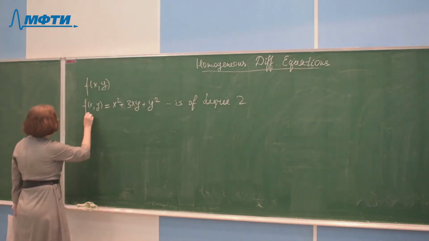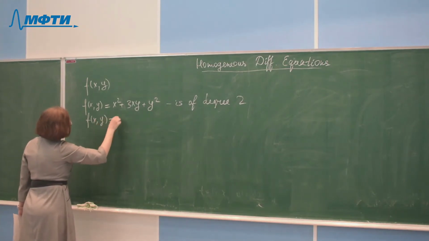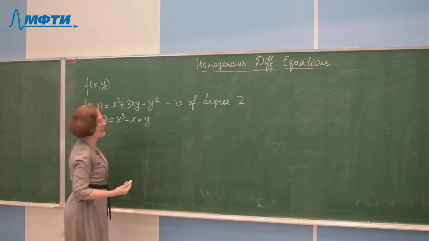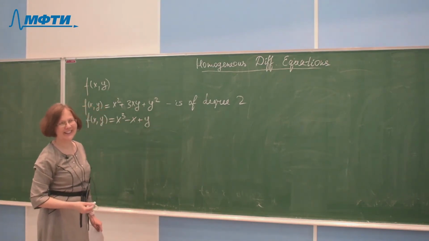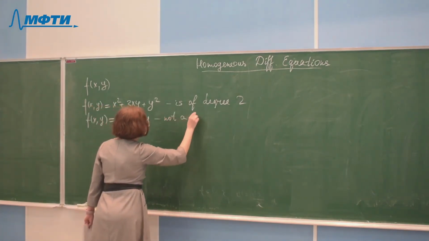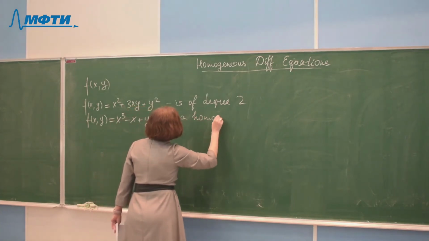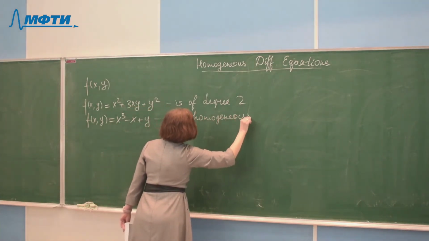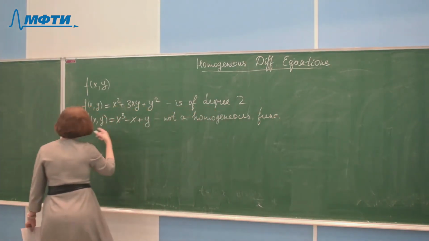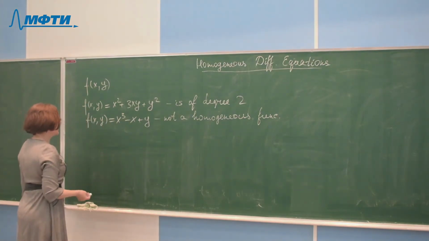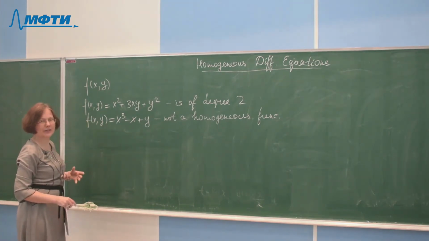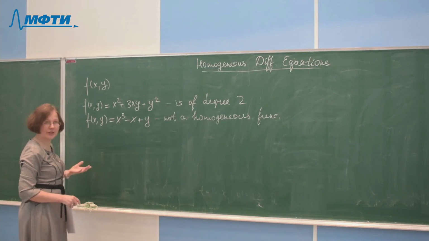But what about this function, for example, x cubed minus x plus y? Is it a homogeneous function or not? No, so not homogeneous. Well, so how to check this? And another question is, there are some functions, not necessarily polynomial functions, that are homogeneous.